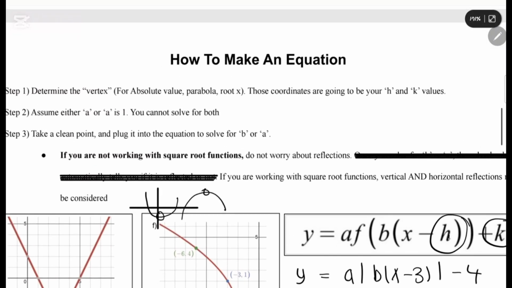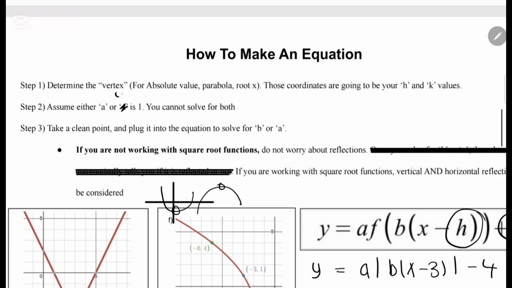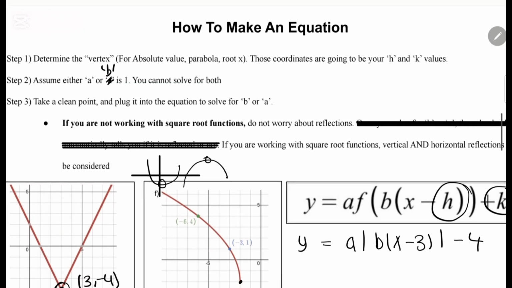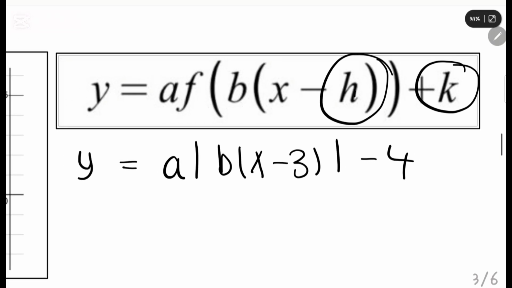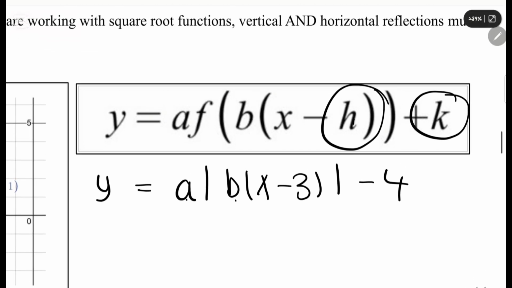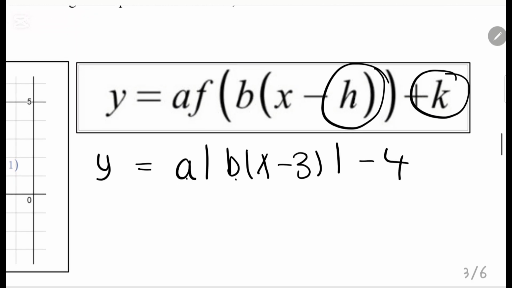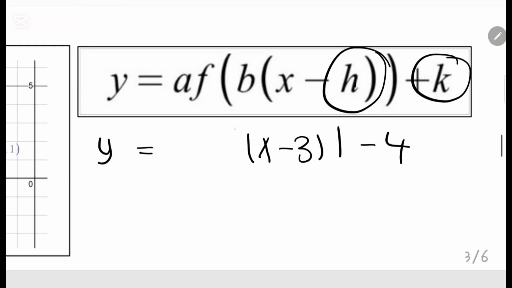Okay, next step. Assume either a or b is 1. You cannot solve for both, because now we have this thing right here, a and b. What do you solve for? You don't have a simultaneous equation. You can't set up a linear system to solve this. So you have to choose either a or b and set it to 1, so it cancels out. In this case, I'll assume b is 1. So if b is 1, then it cancels out.